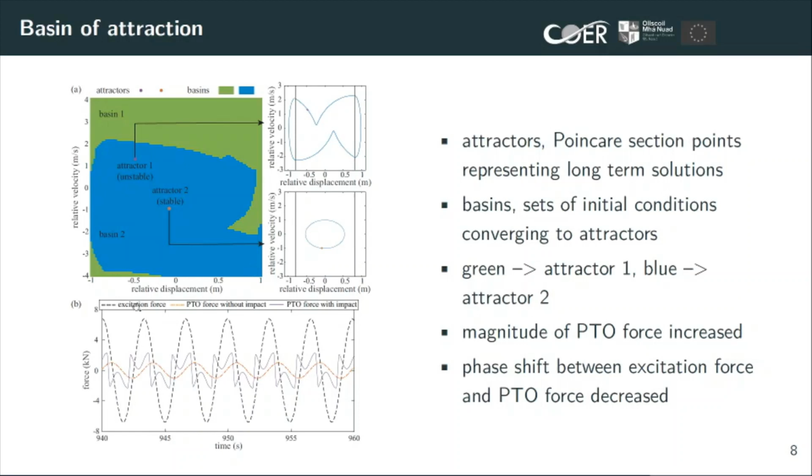As we can see from figure B, we can make a comparison between the excitation force and the PTO force with or without impact. When we compare the PTO force with and without impact, we can see that when impact happens, the magnitude of the PTO force is enlarged, and the phase shift between the PTO force and excitation force is reduced. This is why we get more power for this one.